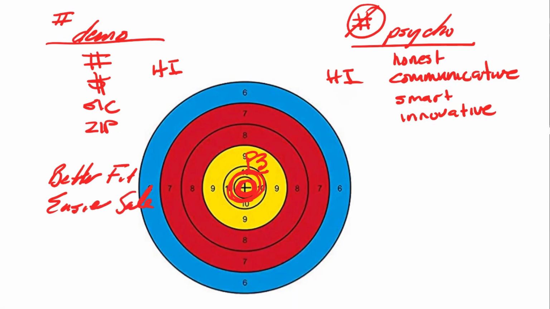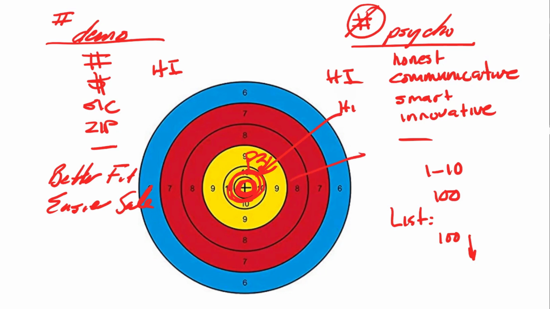So imagine, if you would, that you have 5 criteria that are demographics, 5 criteria that are psychographics. If you rated those on a scale from 1 to 10, then you could have a total possible score of 100. And the list that you're building should start at 100 and work your way down. So think of this target as helping set priorities. The yellow here would be your highest priority, and the reds here your second, and the blue here not only is your last priority, but they may not even be a priority for you.